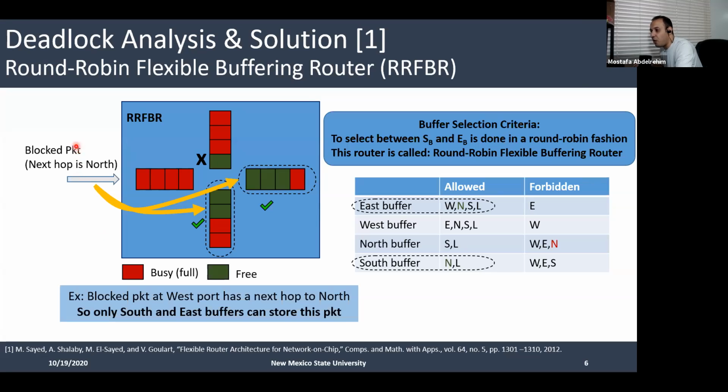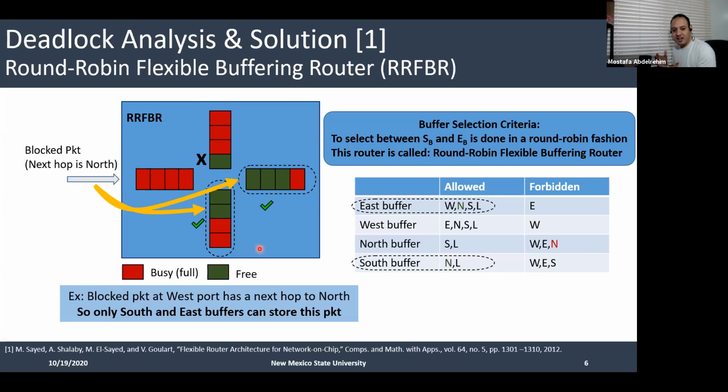So let's see an example. Again, here is our packet. The packet is again requesting the west port, but the west port buffer is full. Then the round robin flexible router, which is proposed in one, will check the next hop direction. For example, here it's north. Then it will store it in a buffer that can accept packets going to north. In that case, it should be the east buffer or the south buffer, but it can't do that in the north buffer because the north buffer cannot store packets going to north.